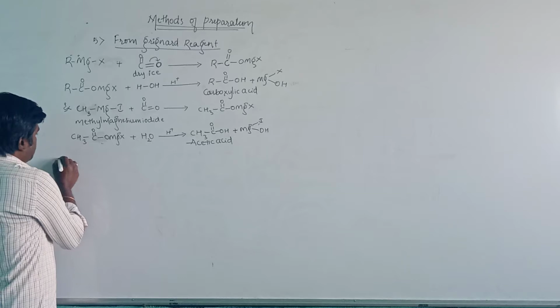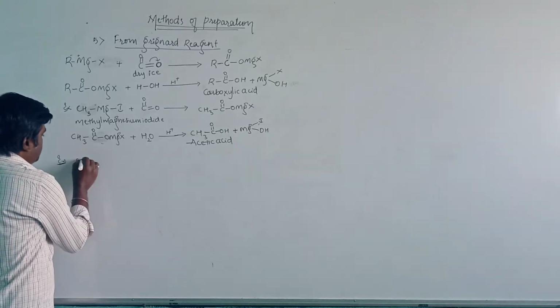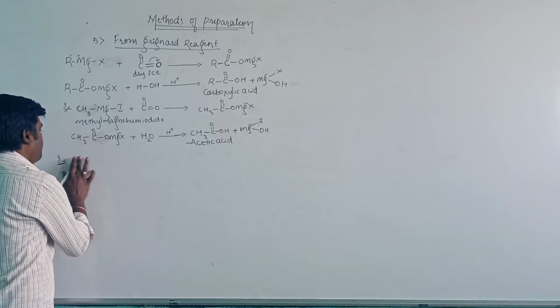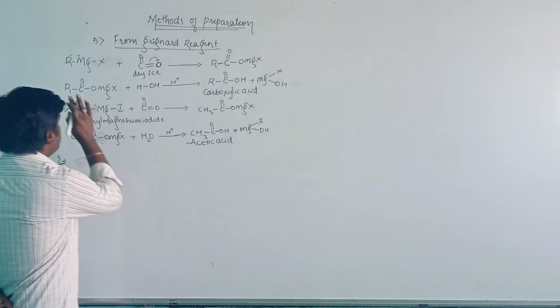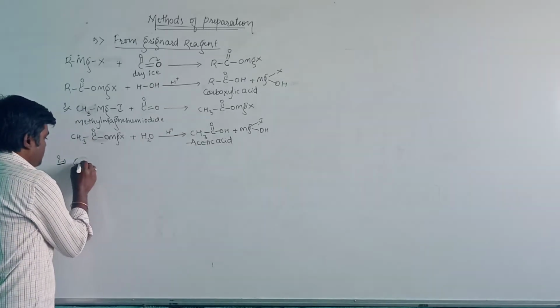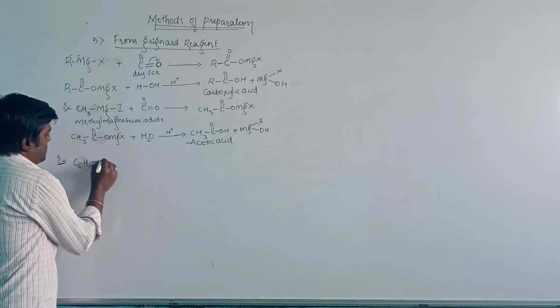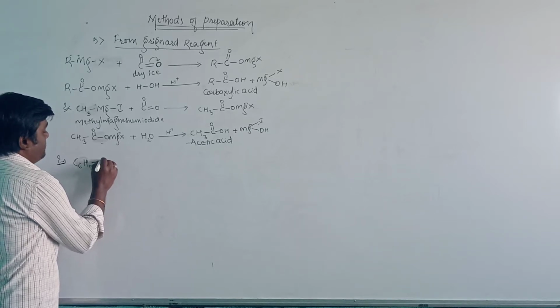Let us take another example. I will take the aromatic. In the place of R, I will take an aromatic group, that is benzene, C6H5, so C6H5MgX.